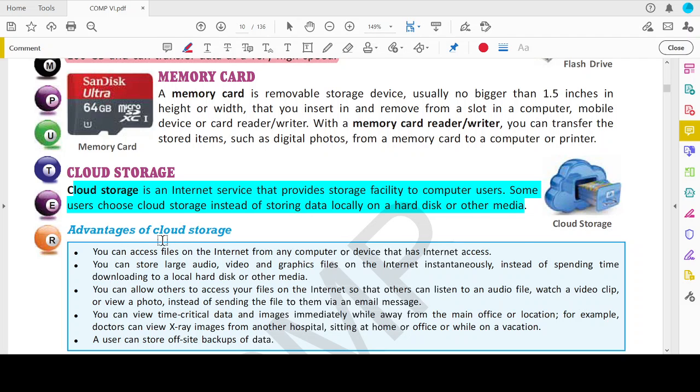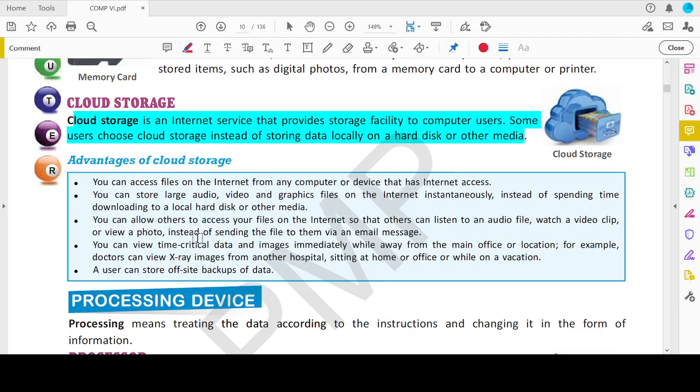So what are the advantages of using cloud storage? We can access files on the internet from any computer or device that has internet access. We can store large audio, video, graphic files on the internet instantaneously instead of spending time downloading to a local hard disk or other media.